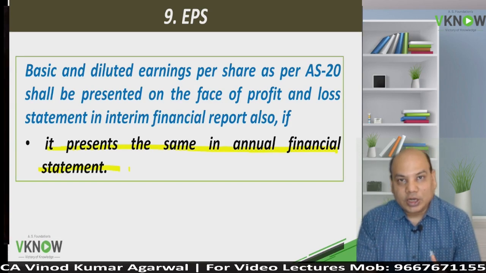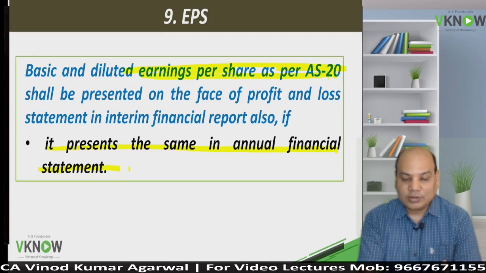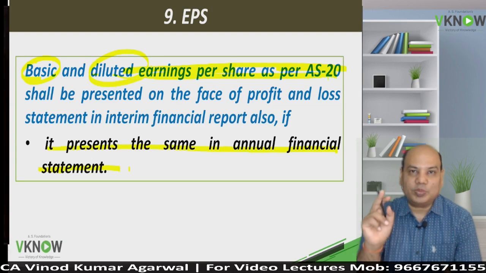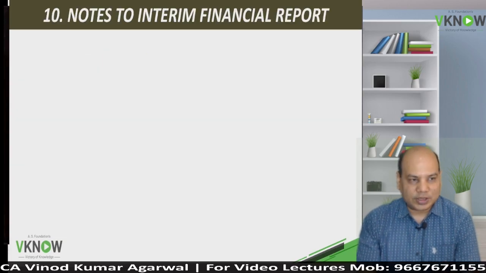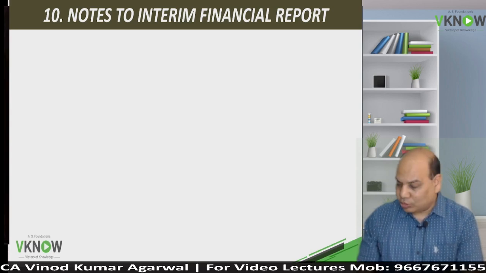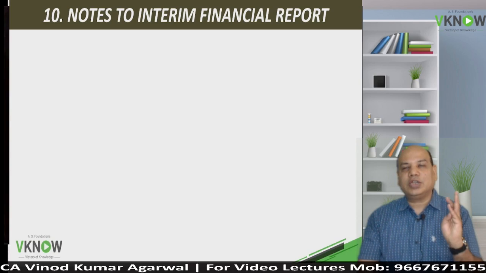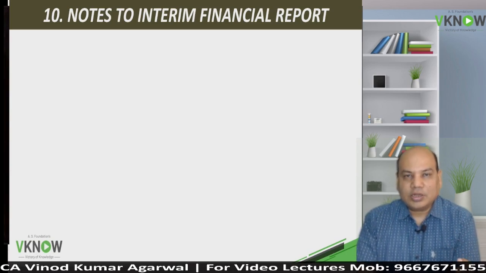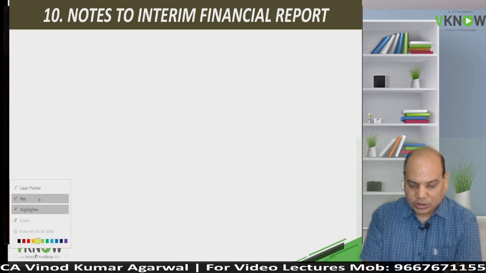So even for interim period, you will have to present basic and diluted EPS if you are presenting EPS and diluted EPS for annual financial statement. Now, next is explanatory notes. We have discussed that in addition to condensed balance sheet, condensed P&L account, condensed statement of cash flow, we have to give explanatory note. So what would be included in notes to interim financial statement?